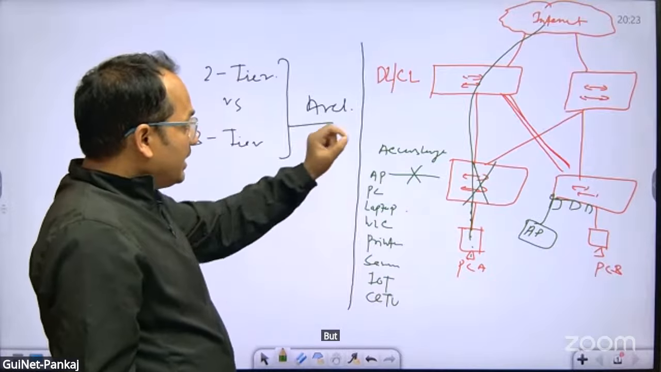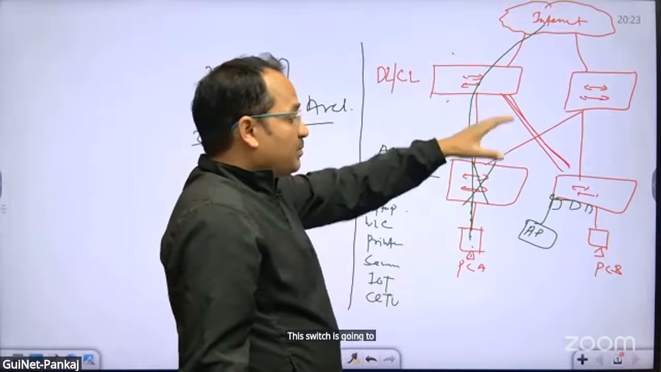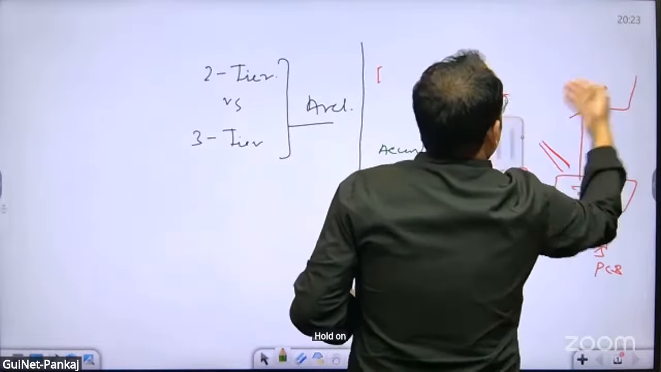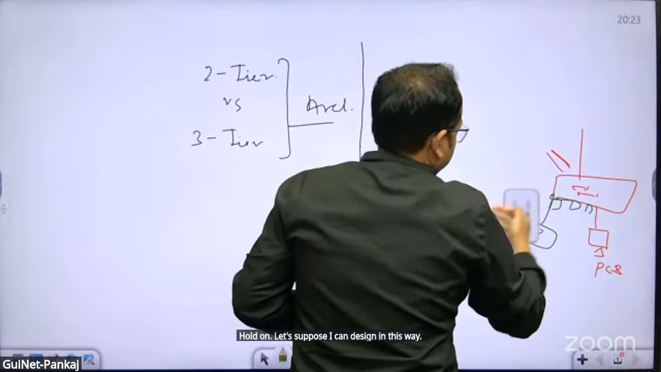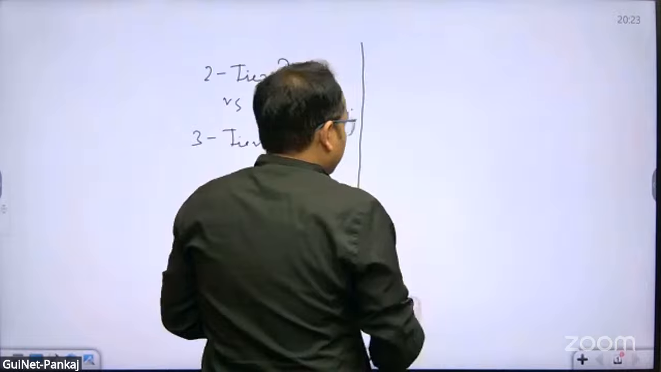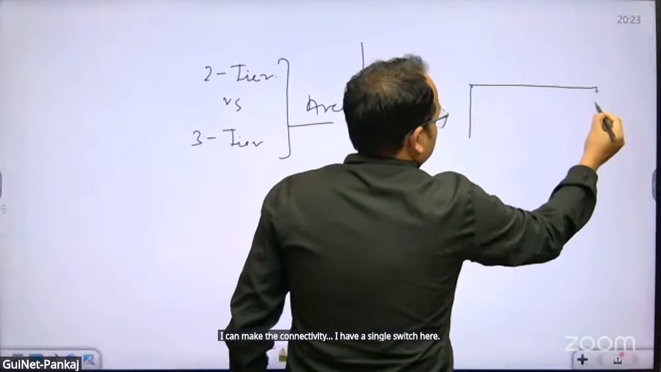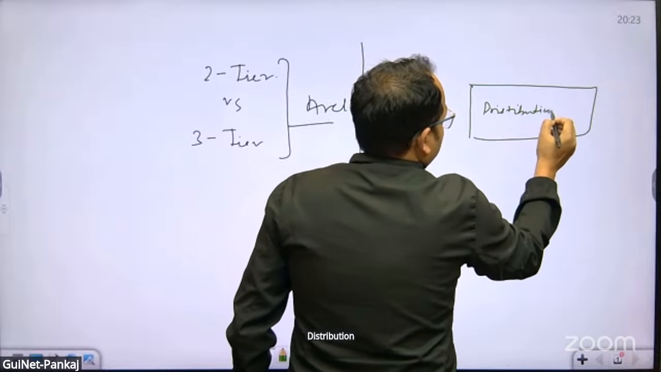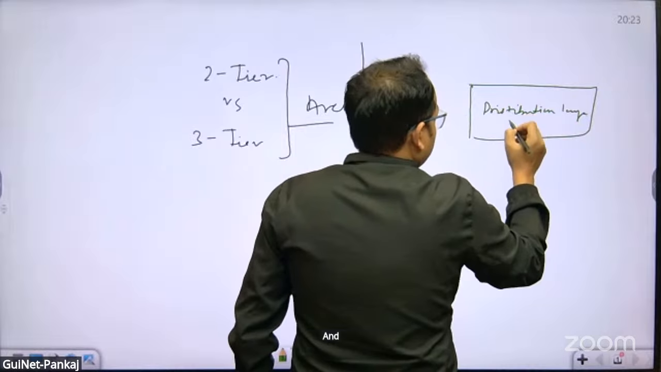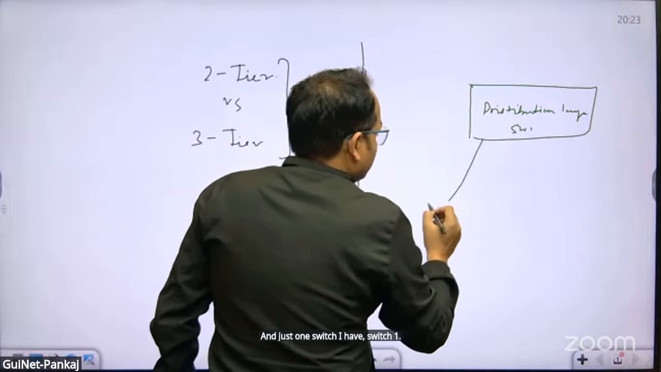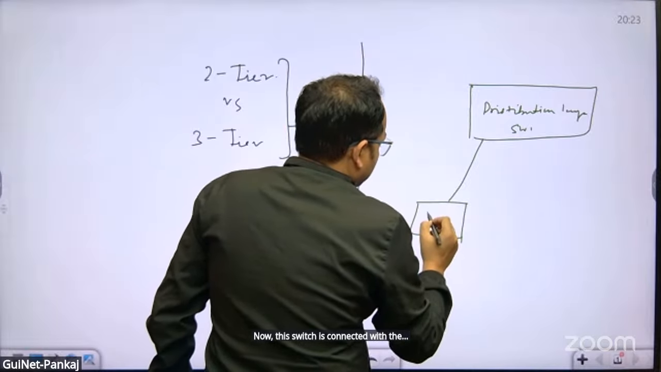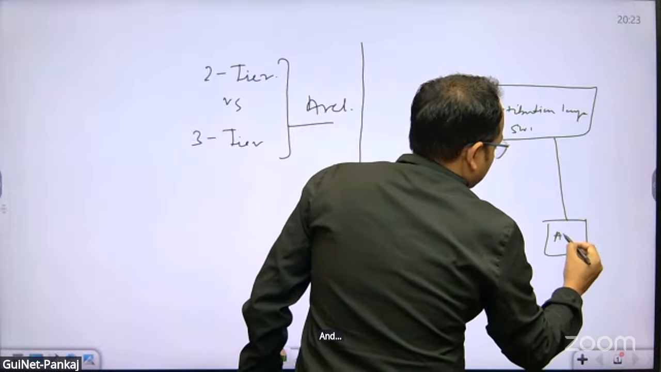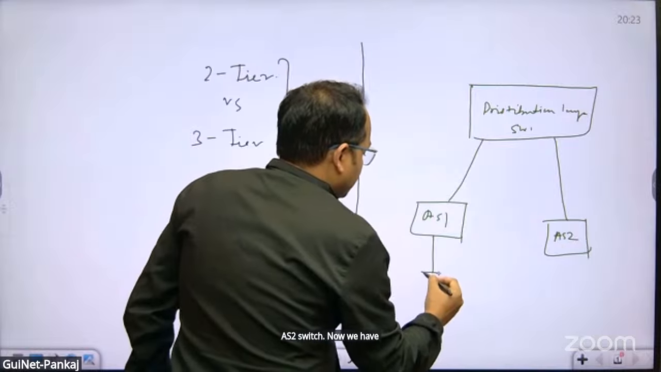But if this switch is going to fail, let's suppose we do not have this kind of architecture. Let me design a different architecture. Hold on. Let's suppose I design it this way. I make the connectivity with a single switch here, known as the distribution switch, distribution layer. Just one switch, switch 1. Now this switch is connected with the access layer 1 switch, AS1, and the AS2 switch.